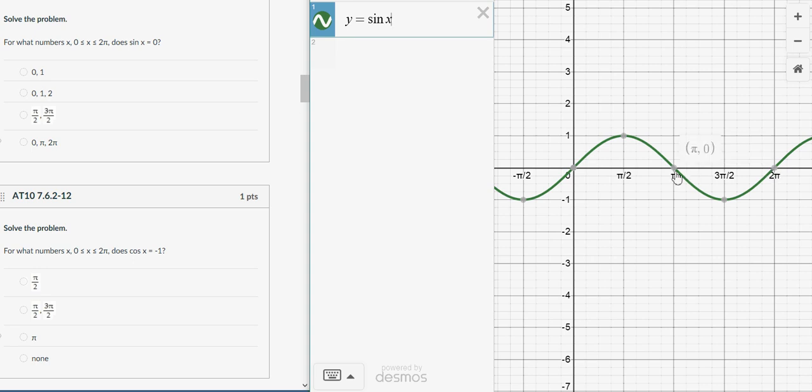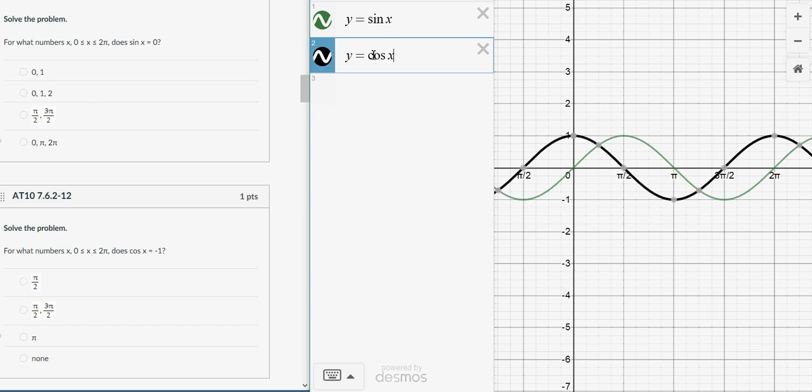You put in any one of these three values, 0, pi, 2 pi, and you will get y value is 0. So here you may want to choose this one. Okay. Now we have to look at y equals cosine x.